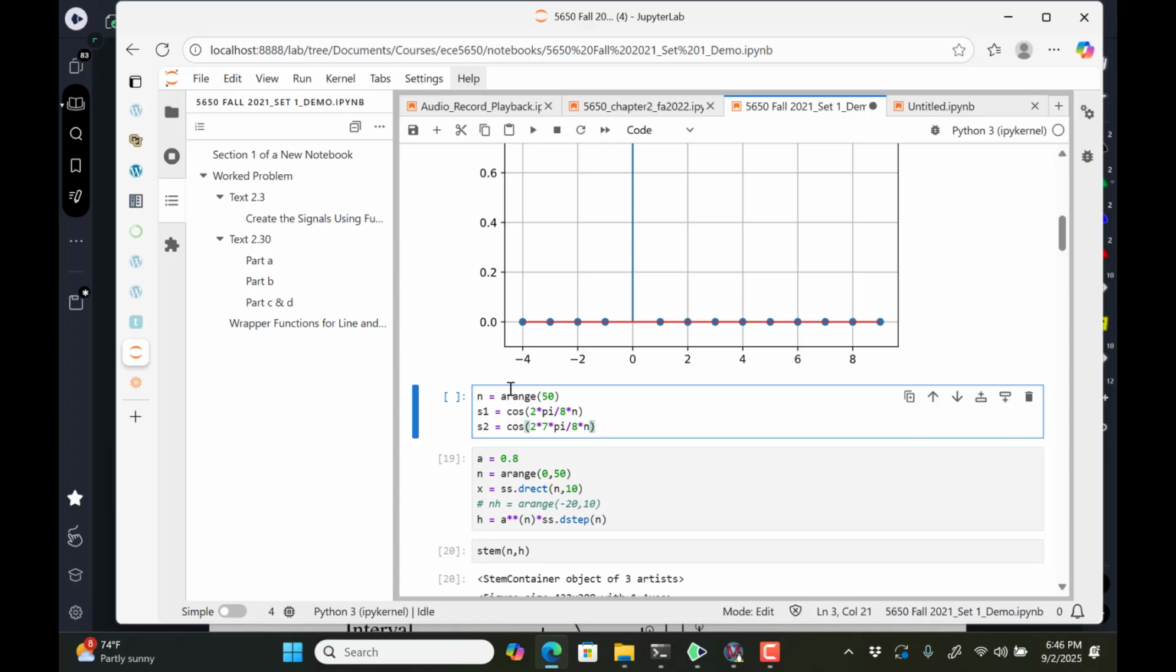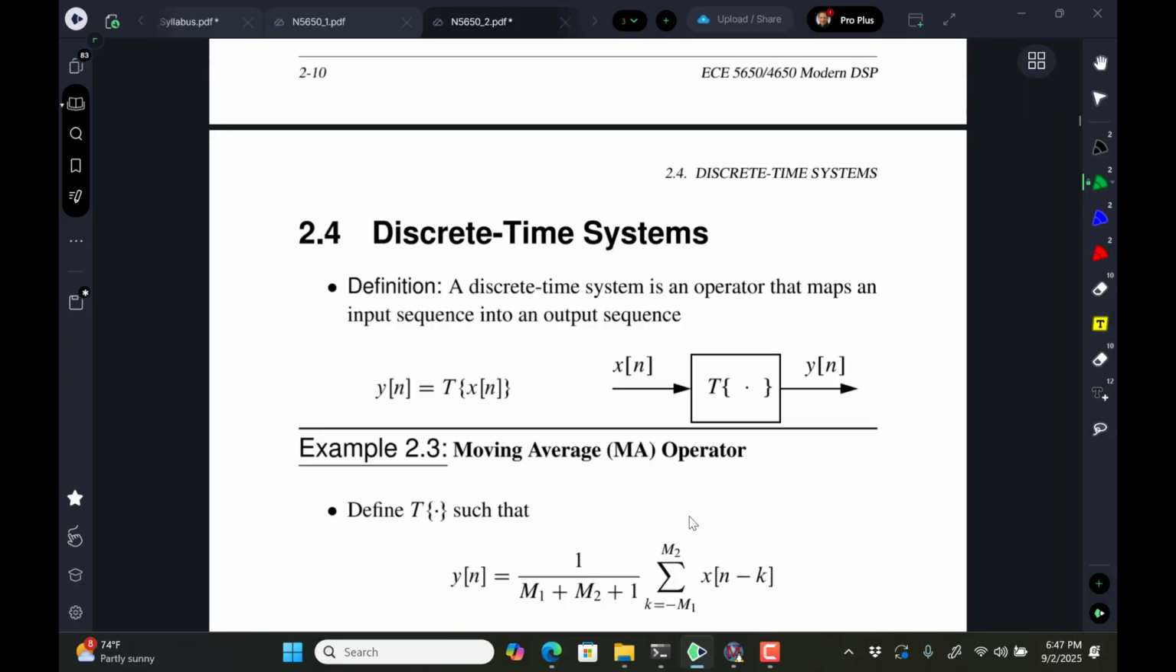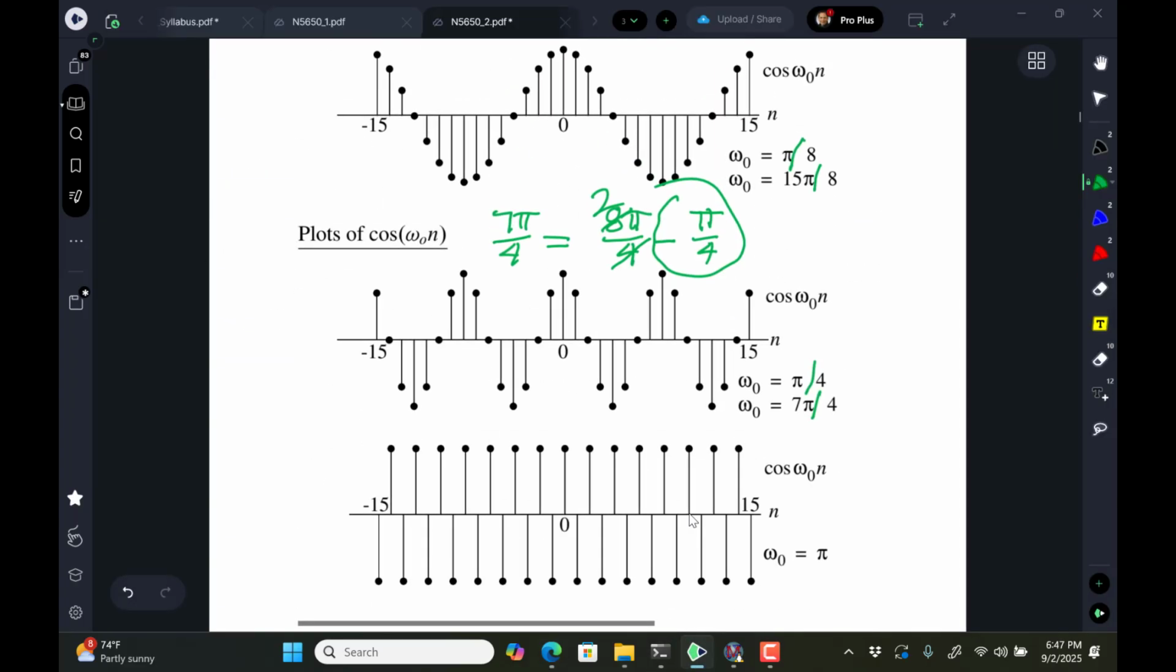I'm not sure I wanted to do it this way. What I really wanted to do was make it align with the notes better. So let's pick one example from here. We had pi over 4 and 7 pi over 4, or how about pi over 8 and 15 pi over 8? That probably would have been better, so I'll just change that.